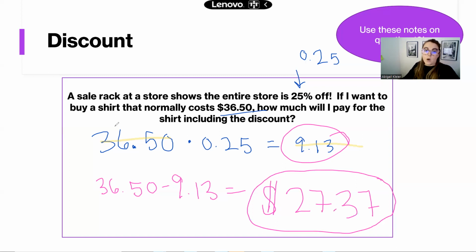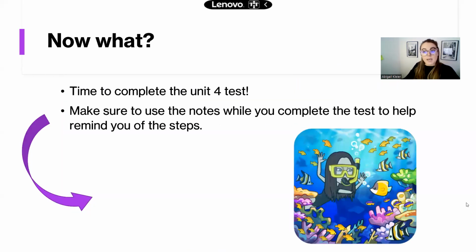So now what? We have reviewed all 10 questions on the test. So make sure to complete your test. This is worth 20 points. The notes are also posted in the gradebook if you need additional help. And as always, your teachers are here to help as well.